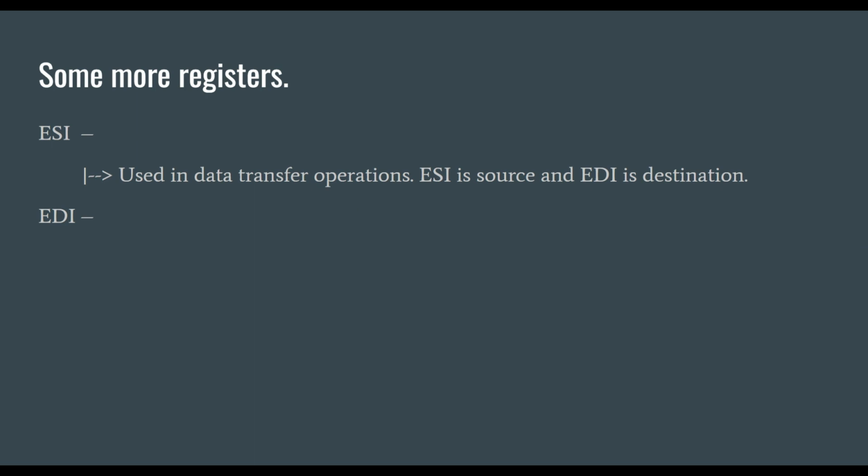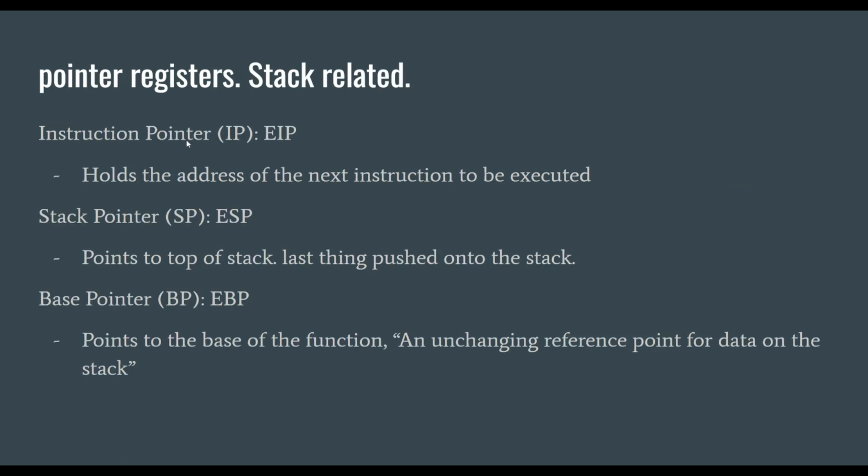And some other ones are ESI and EDI. These are used in data transfer operations. So say you're using the printf function and you are transferring a string into your format string. In the C language, when you want to print a string, you have to move that string into the string buffer of the printf function. So the EDI would be the printf function's buffer, and ESI would be the string that you're passing in. I'll show examples of that.